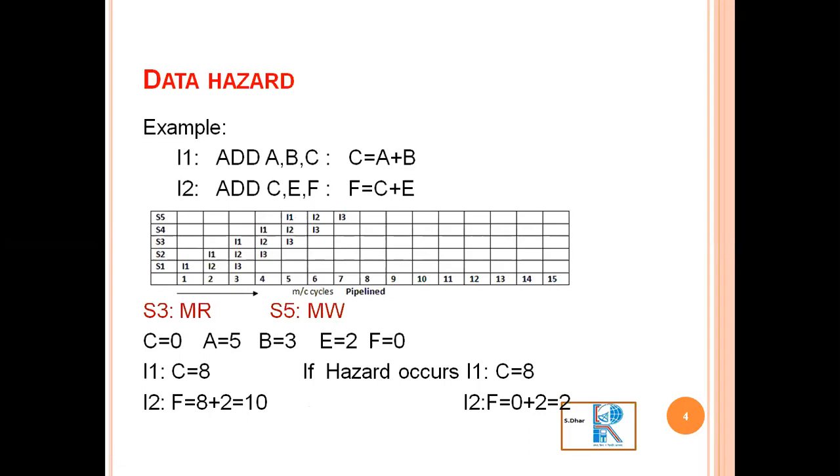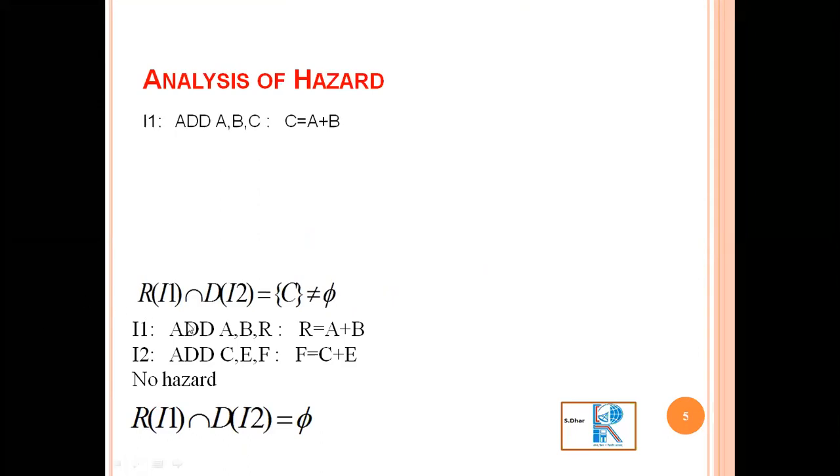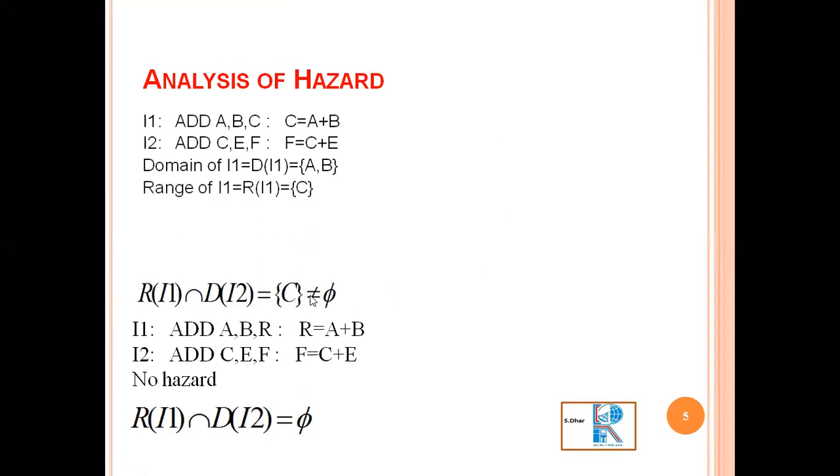So this type of hazard is called read after write. That means only after the write operation, if the read operation is done, there will be no hazard. So the name of this hazard is read after write hazard. So if range of I1 intersection domain of I2 is not equal to null, that means there is some common set here, then a hazard will occur, called a read after write hazard.